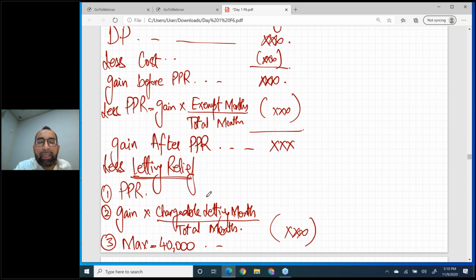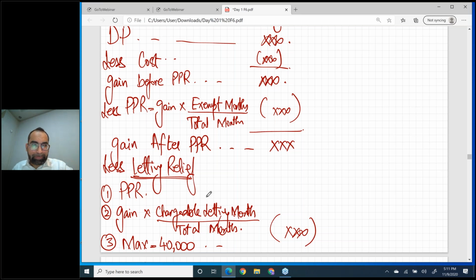Now calculate PPR. How to calculate PPR? PPR is equal to gain multiplied by exempt months divided by total months. Here you go, the PPR. Then you deduct PPR, and you will get gain after PPR.